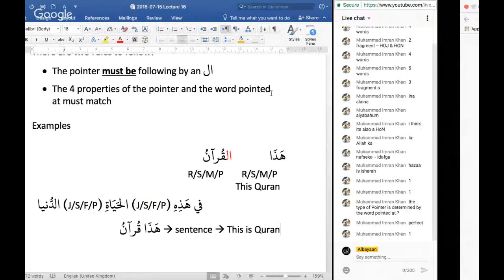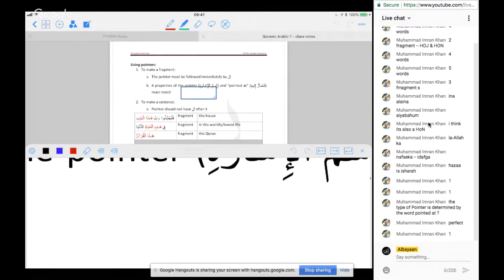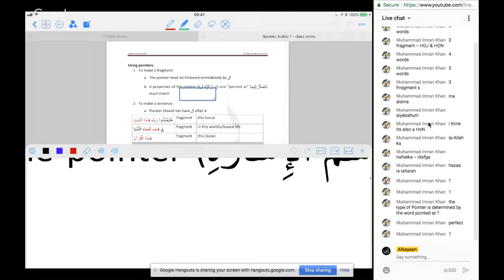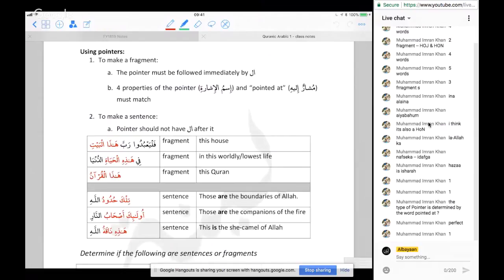Okay, so I'll move to your notes on page number 31. All of this is written here in your notes. So, using pointers to make a fragment, the pointer must be followed immediately by an al, and the pointer, which is ism ishara, and the pointed ad, which is called musharun ilay, just to keep things simple, they must match. That's what we have done, and this is the fragment part. That's how you make pointer fragments: pointer followed by an al, and the four properties match.